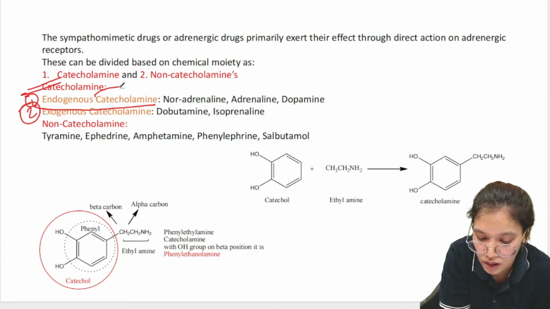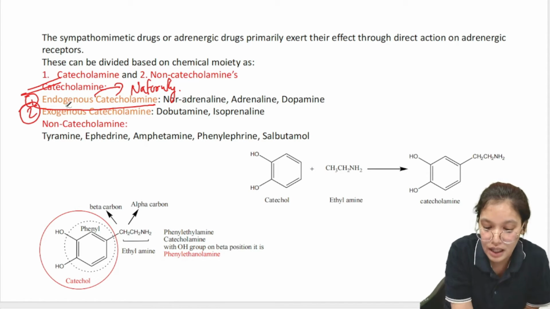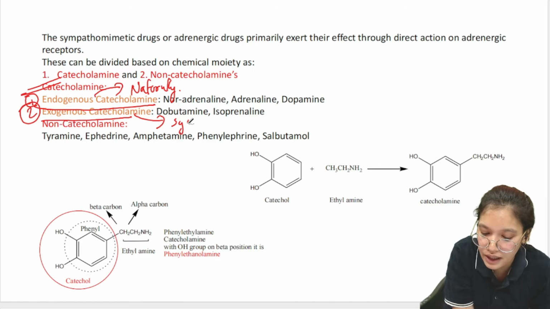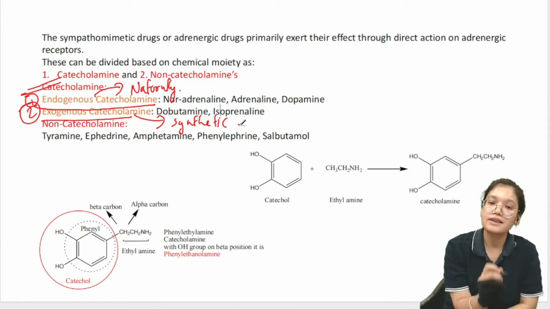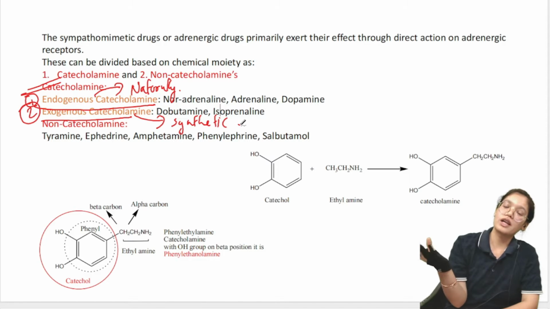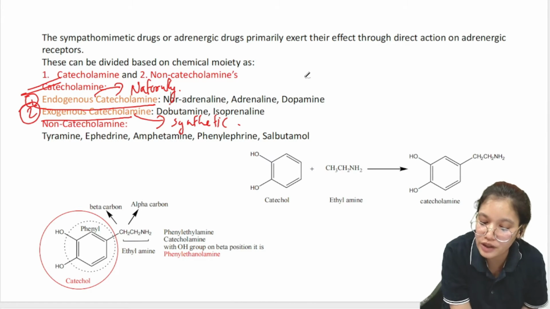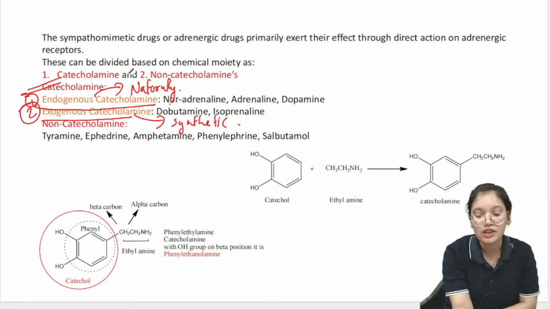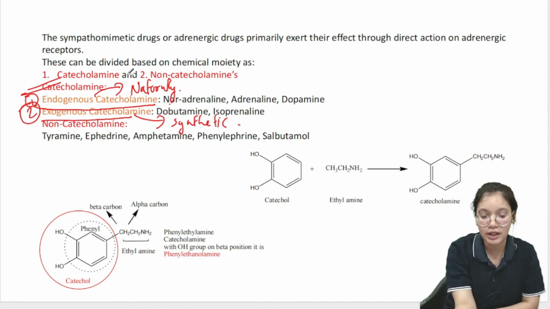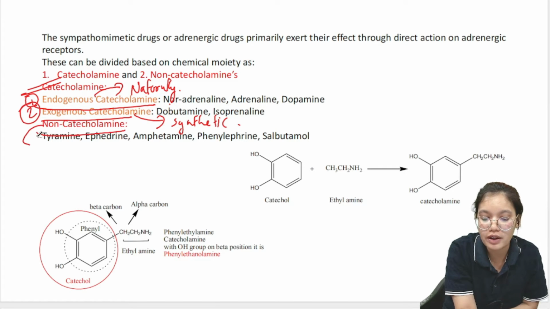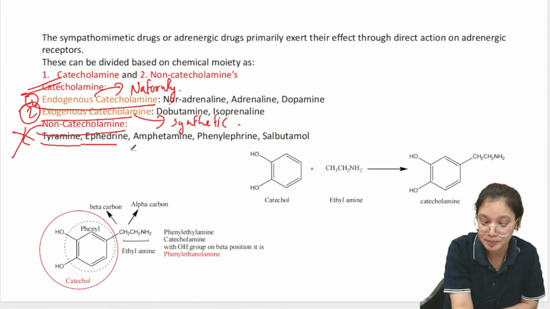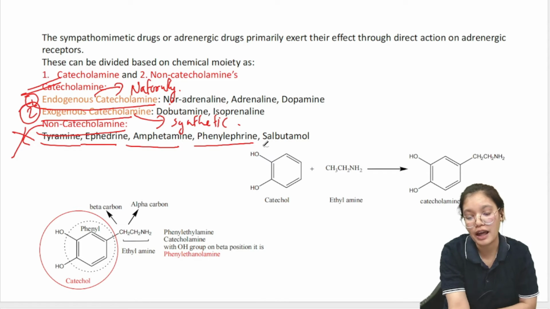The endogenous catecholamines are naturally synthesized in our body, and exogenous catecholamines are synthetic ones. As they are synthetic, they are synthesized outside our body, and whenever there is a need, we take them. Endogenous catecholamines are noradrenaline, adrenaline and dopamine. Exogenous catecholamines are dobutamine and isoprenaline. Non-catecholamines do not contain a catechol ring in their structure: tyramine, ephedrine, amphetamine, phenylephrine and salbutamol.